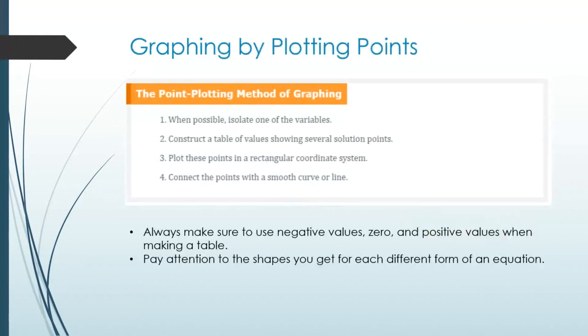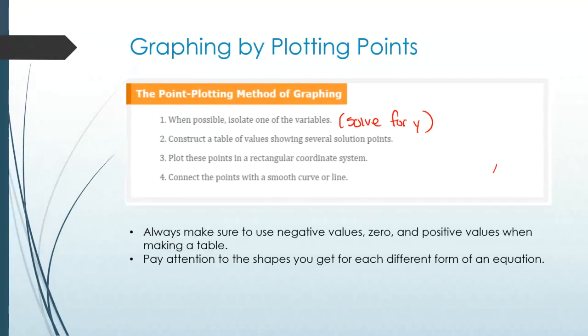Okay, so now let's talk about actually graphing. So generally, if we're going to graph by hand, you graph by plotting points. And what you will do is either solve your equation for x or y. We usually solve for y. When it says isolate one of the variables, what it really means is solve. So I'm going to just say solve for y.